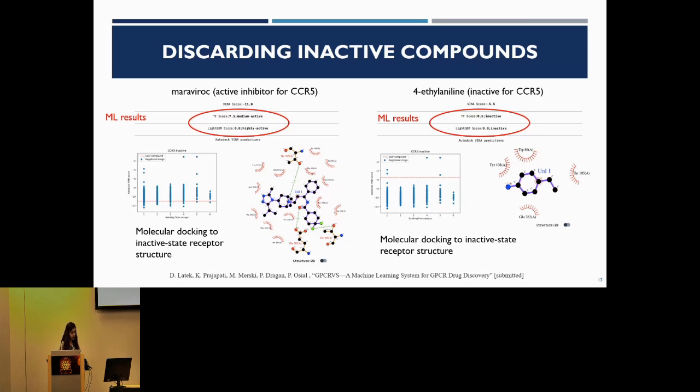So the main aim of GPCRVS is to discard inactive compounds. As you can see here, both machine learning algorithms correctly predicted that Maraviroc is active for the CCR5 receptor, while 4-ethylaniline is not. Similarly, the binding affinity estimated by AutoDock Vina is also much lower for Maraviroc.